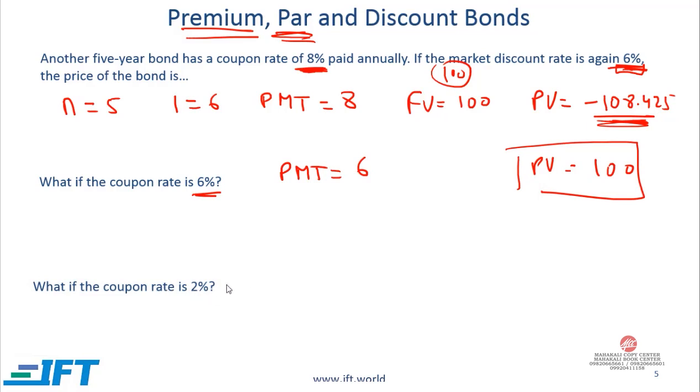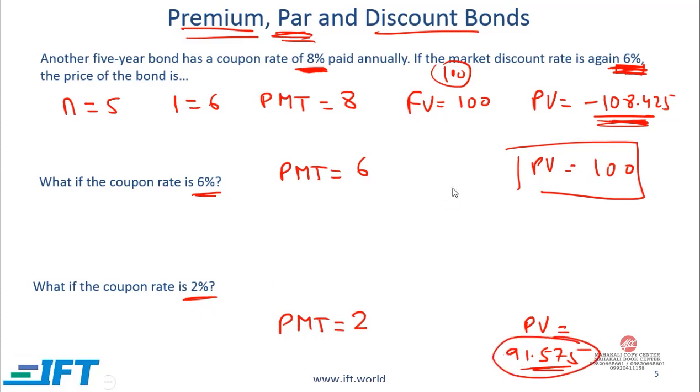What if the coupon rate is 2%? Here you plug in payment equal to 2, all other numbers are the same, and when you compute present value, what you will get is 91.575, and this is called a discount bond. When the bond is selling at a price which is below par value, then we say we have a discount bond. The reason is that investors require a return of 6%, but the bond is only paying a coupon of 2%. So to get the higher return, investors pay an amount which is less than the par value of 100.